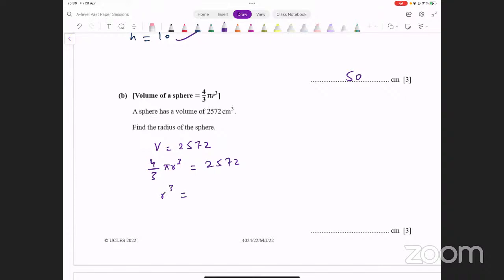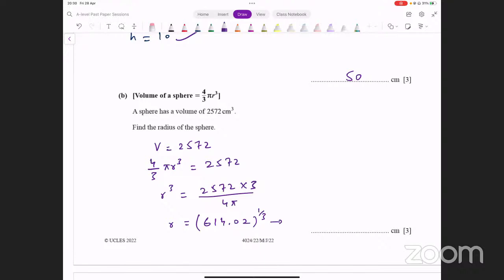R cube equals 2572 into 3 divided by 4 pi. That's going to give you something. You have to evaluate कर लें, फिर cube root ले लेंगे, and you'll get the result. Okay, 2572 into 3 divided by 4 and pi, that gives us 614.02. इसका cube root ले लें, so power 1/3 on both sides, and that is going to give you the result.